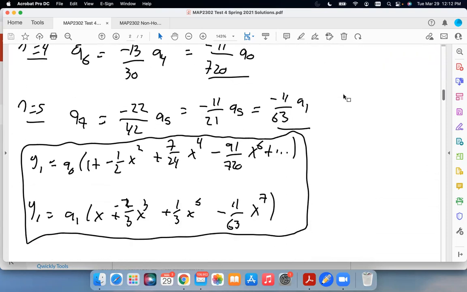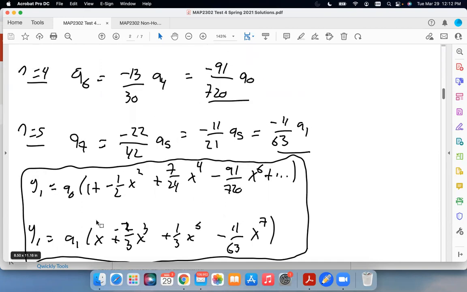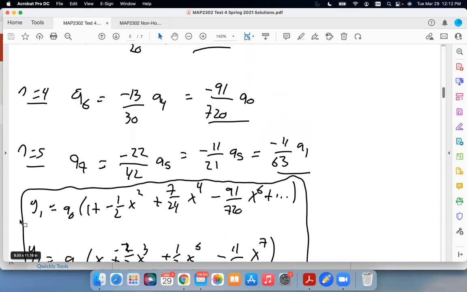So let me go down to the answer. y1 is all the terms that have an a0 in them. y2 is all the terms, this should say y2, that's a typo right there. y2 is all the stuff that has a1 in it. I think it's silly. We should call them 0 and 1, but that's what it is. And then our general solution is y equals y1 plus y2.